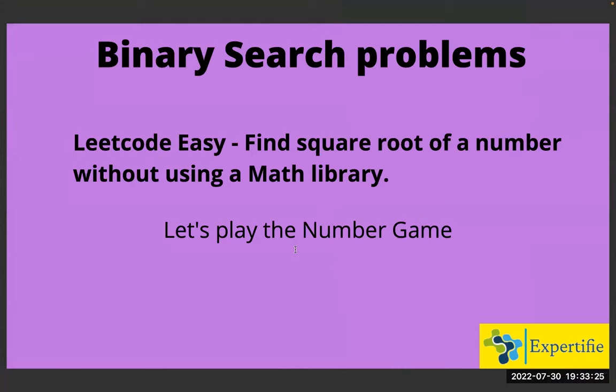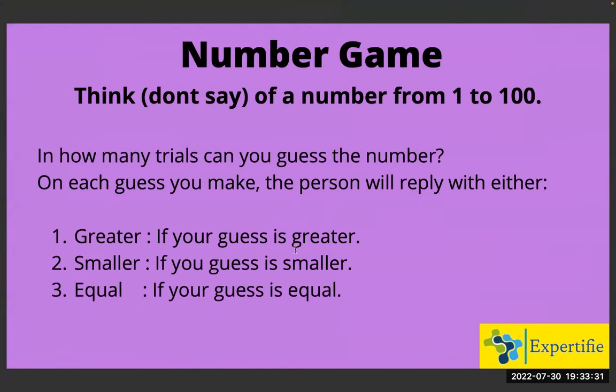Okay, so let's play a number game. I'll need your interaction. So feel free to unmute yourself and speak. Okay, so think of a number, don't say, think of a number from 1 to 100. Let's say Ankita guessed a number from 1 to 100. I don't know what she has guessed. Now I will try to guess what she has guessed in as few trials as possible. Of course, my first guess won't be correct, but my aim will be to make the least number of guesses to get to the answer.